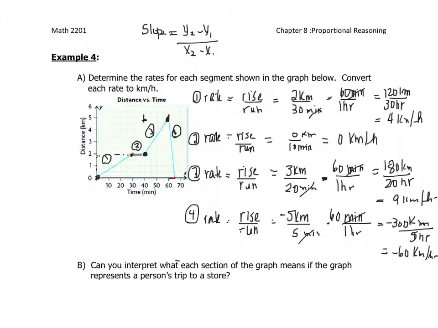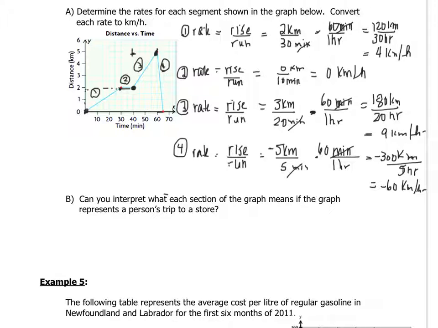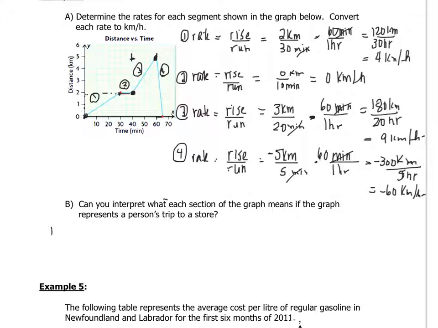All right, so can you interpret each part of the section of the graph? If you're looking at a scenario of a trip to the store, the first section would be on the way to the store. And 4 kilometers per hour is not very much, so you're probably walking. And the second piece says your rate is not changing, so it's 0 kilometers per hour, so you're not moving. That means you're at the store.